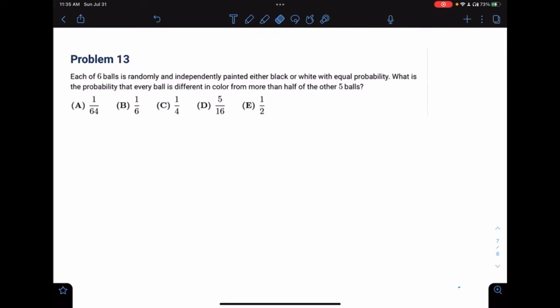Okay, problem 13. Each of 6 balls is randomly and independently painted, either black or white, with equal probability. What's the probability that every ball is different in color from more than half of the other 5 balls?